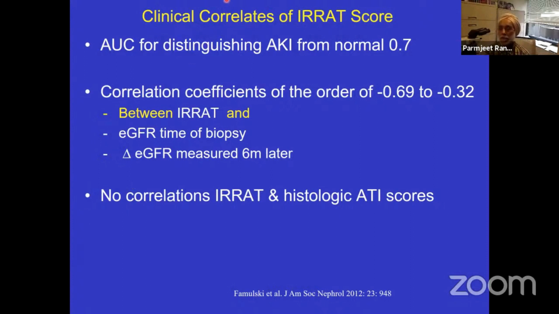These are the clinical correlates for the acute tubular injury score. They were able to use it to separate acute kidney injury from normal by an AUC of 0.7. They were able to obtain a negative correlation coefficient between the scores and the GFR at the time of the biopsy, and also the change in GFR measured 6 months later. And yes, there were no correlations between IRAT and histology. I believe acute tubular injury is an area where pathologists are not very good. And I believe this is an area where we can develop molecular tests, but again, we need to make sure they are properly clinically validated.